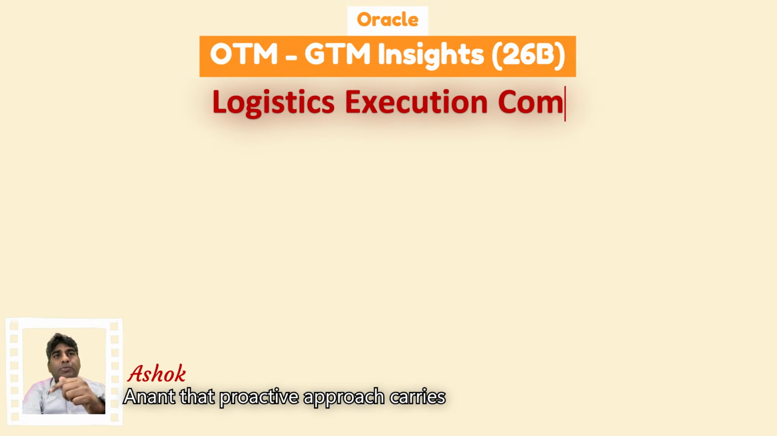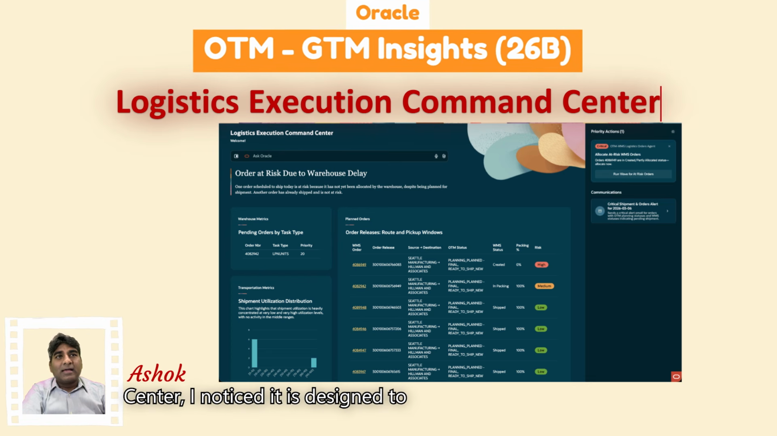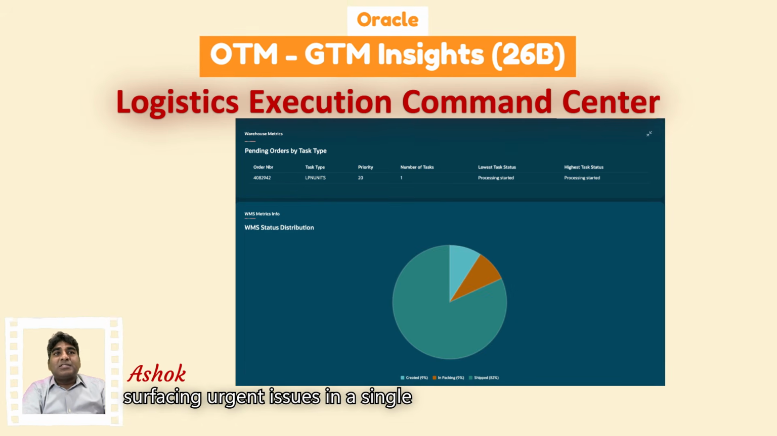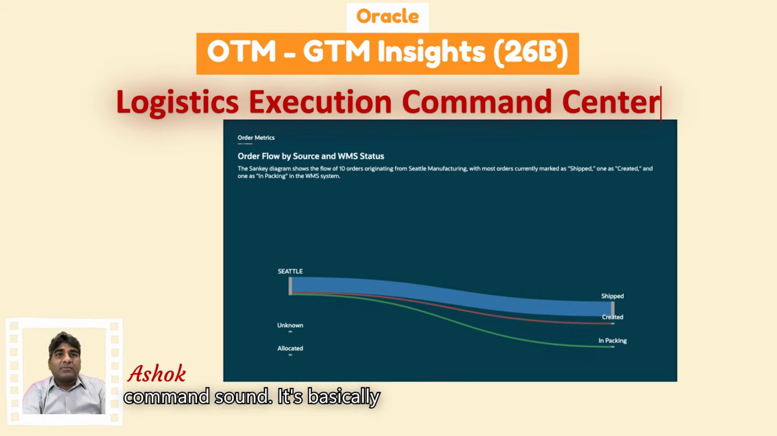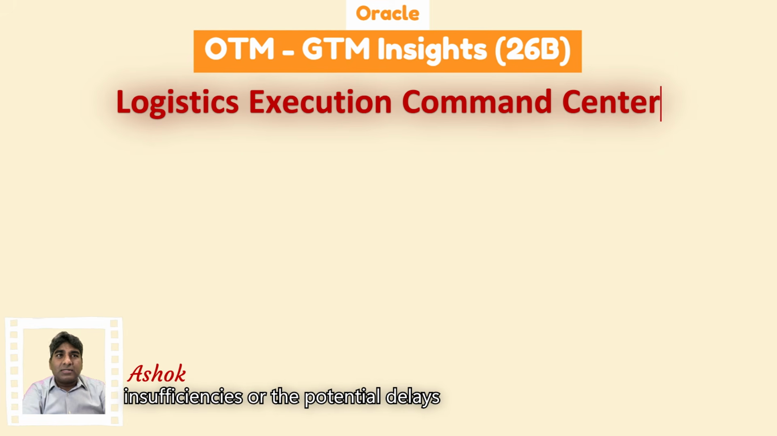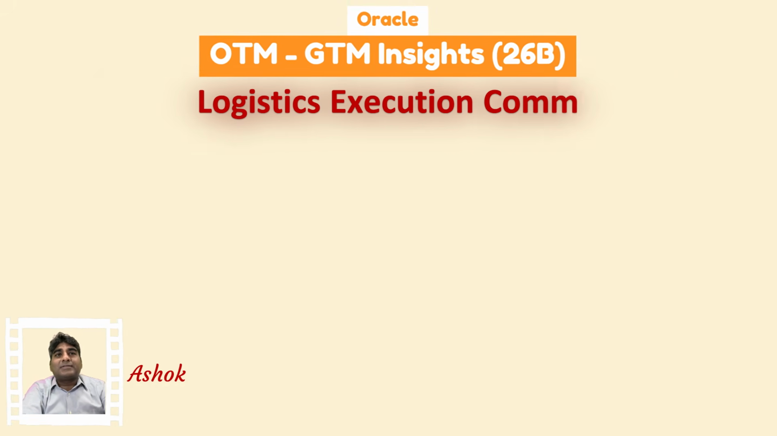Anant, that proactive approach carries over to the logistics execution command center. I noticed it's designed to bridge the gap between WMS and OTM by surfacing urgent issues in a single command summary. It's basically trying to catch those dock insufficiencies or potential delays before they run into expedite costs.